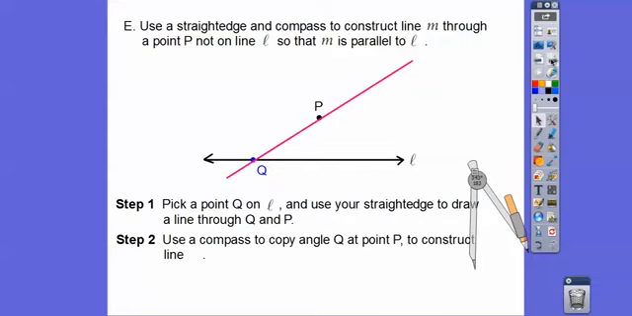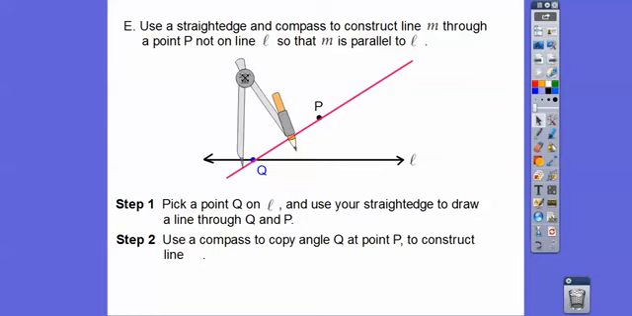The next step is to use a compass to copy the angle Q at point P. This is assuming you guys have copied angles before. If you haven't, just hold on for a second. This is how you copy an angle. Let's see if I can do it correctly here.